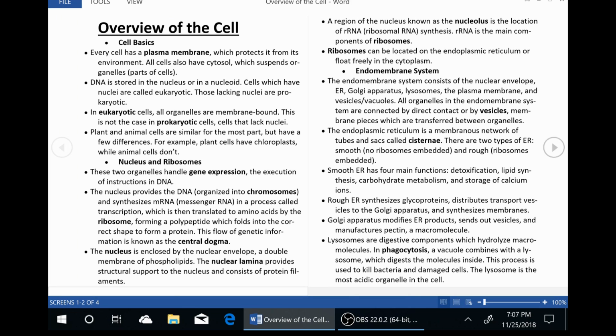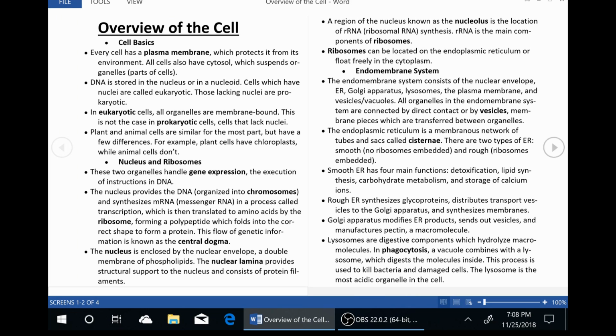Plant and animal cells is an important distinction we have to make, but the reality is that they tend to be similar for the most part, but there are a few differences. For example, plant cells have chloroplasts which help them conduct photosynthesis, while animal cells obviously don't, because animals don't conduct photosynthesis. Now let's talk about our second theme, which covers the nucleus and ribosomes.